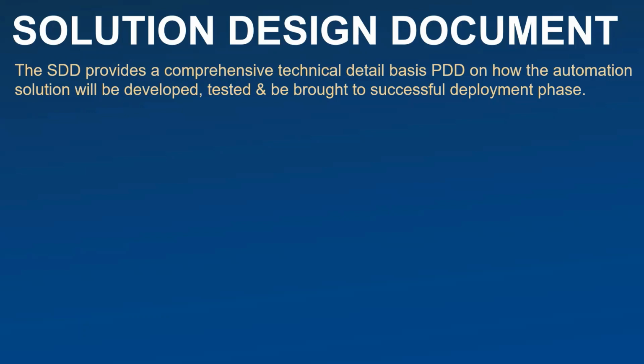Now let's look at what all details the solution design document contains. Your SDD mainly includes the information around a to-be process. In the PDD, we have the as-is process, how the actual process is being done as of now, manually. However, your solution design document talks about how the bot is going to perform those actions.